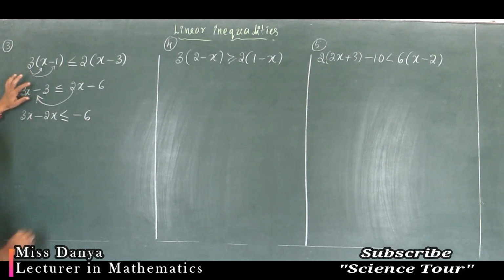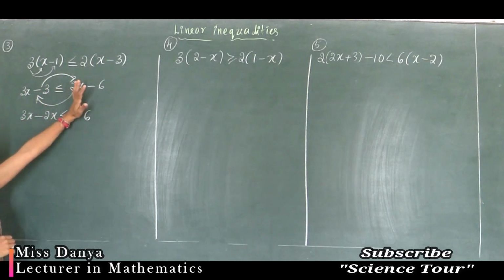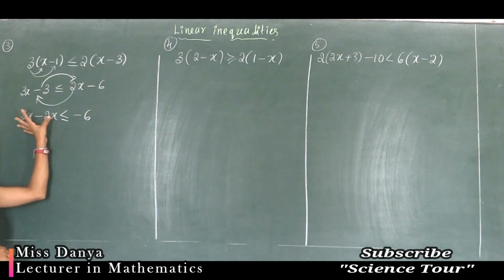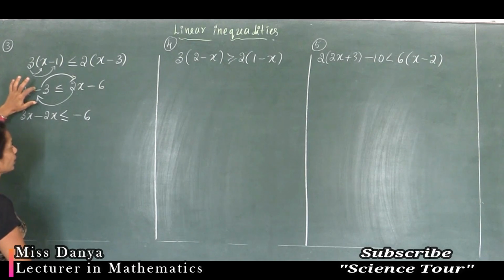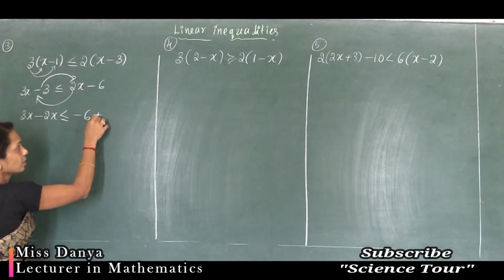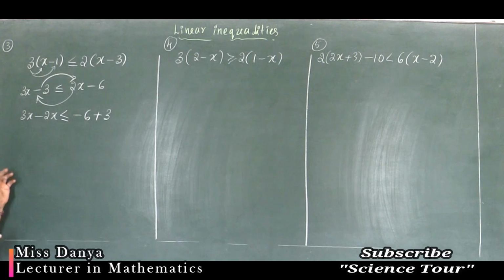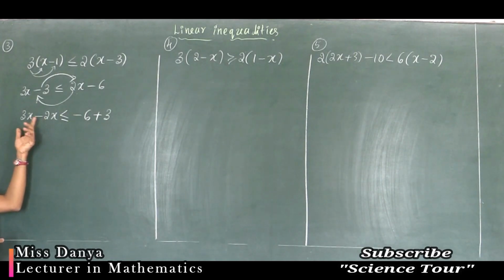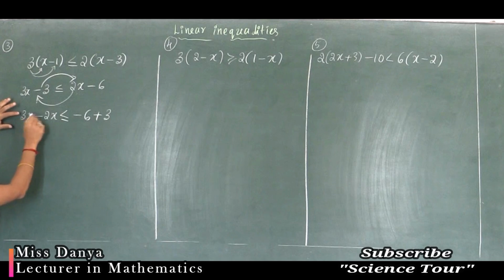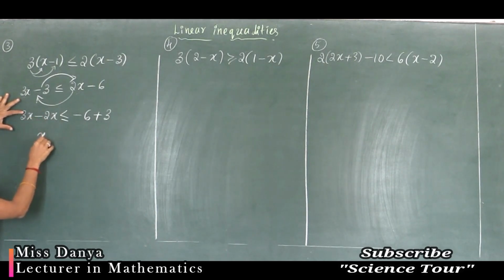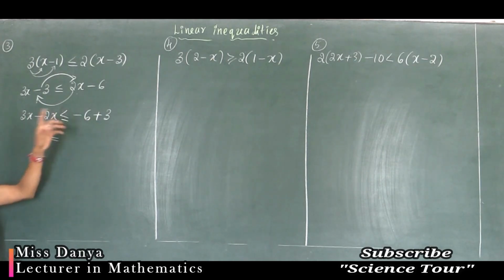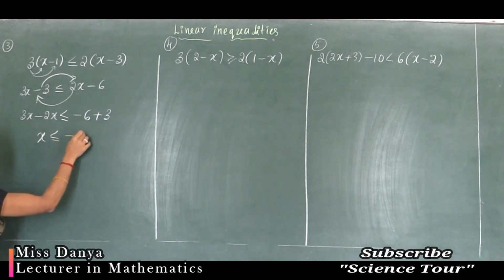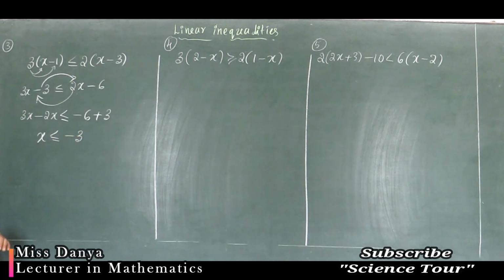Then this minus 3 you have to shift to the right side, all numbers you have to shift to the right side, because on the left side we shifted x terms. So minus 6, with that you have to write minus 3 on this side as plus 3. Now you simplify both the sides. You have like terms on the left side and numbers on the right side. 3x minus 2x, that is 1x, means we are writing that as x less than or equal to minus 6 plus 3. What is minus 6 plus 3? That is minus 3. Now x is less than or equal to minus 3.